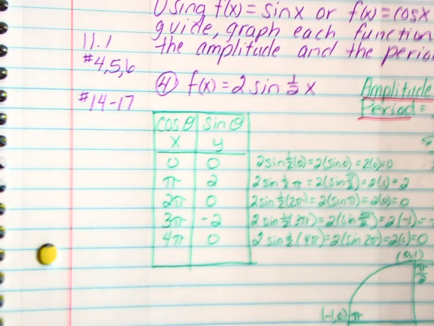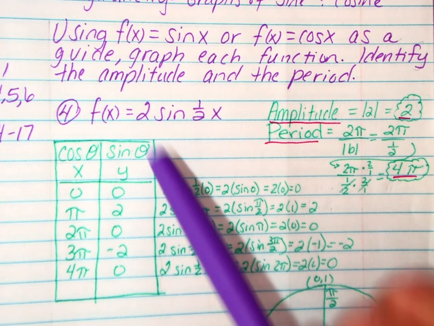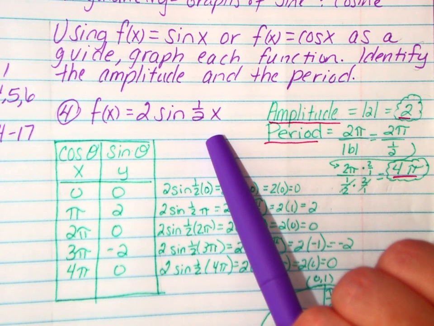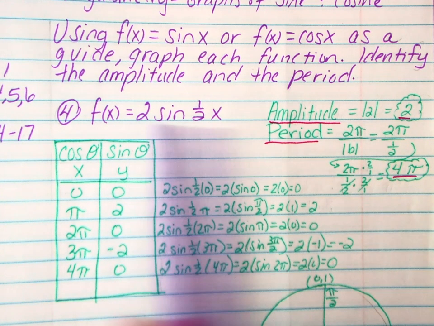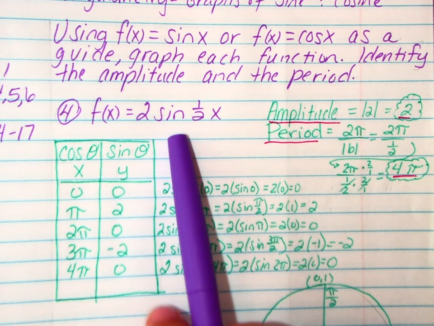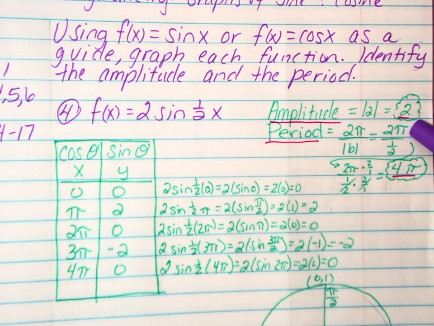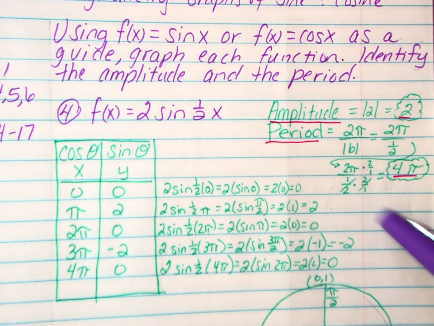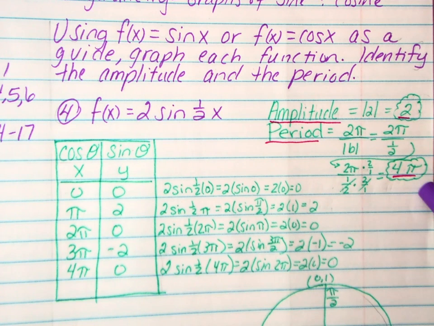For our first question, they want us to identify amplitude and period for f of x equals 2 sine 1/2 of x. So remember, amplitude is my A, which is 2. So 2 is my amplitude. My period is going to be 2 pi over the absolute value of B. So we have 2 pi over 1/2. How do I get rid of a fraction in my denominator? I multiply both the top and the bottom by the reciprocal. So I have 2 pi times 2, which is 4 pi. So that is going to be my period.